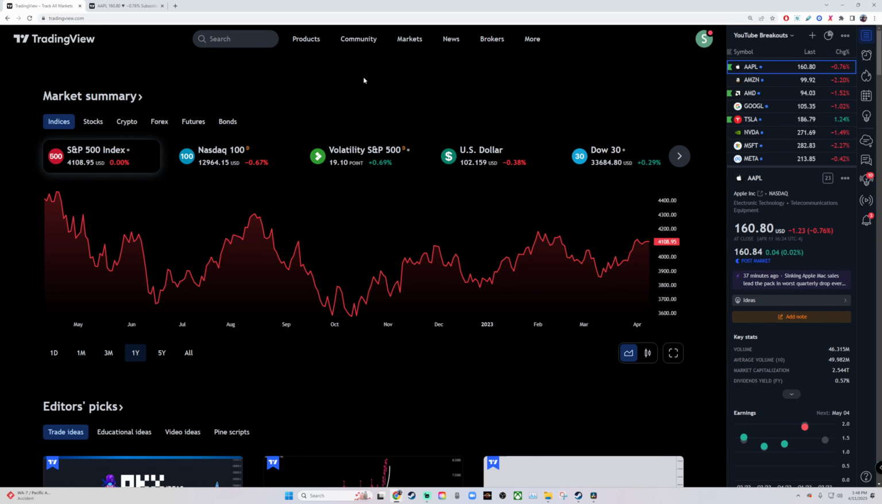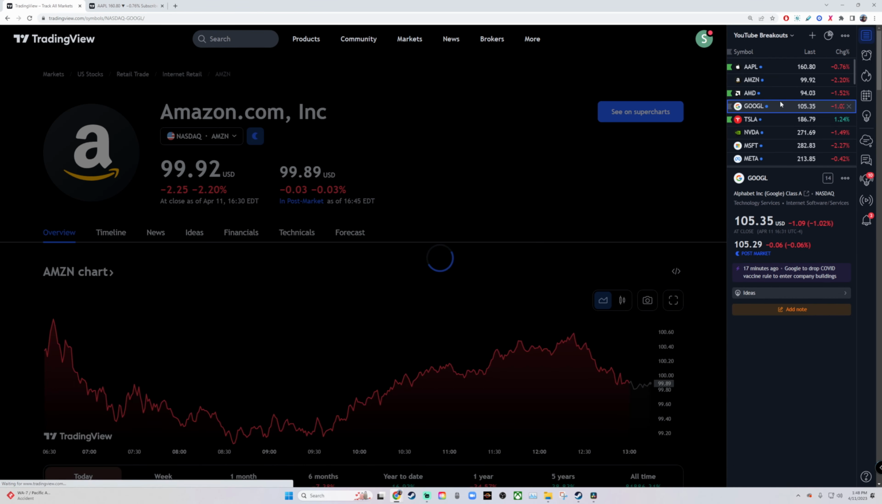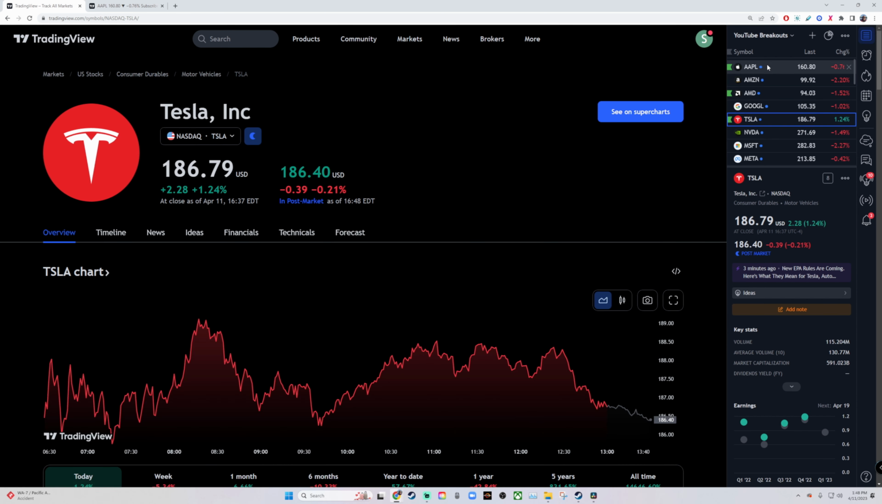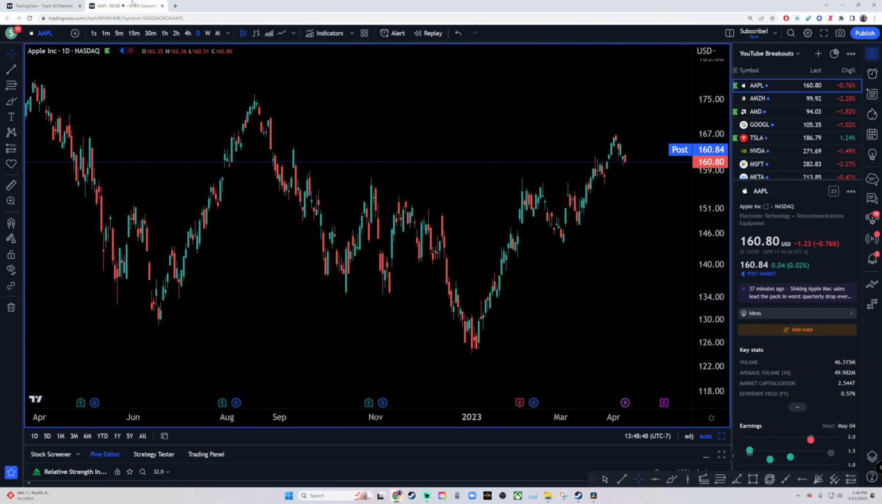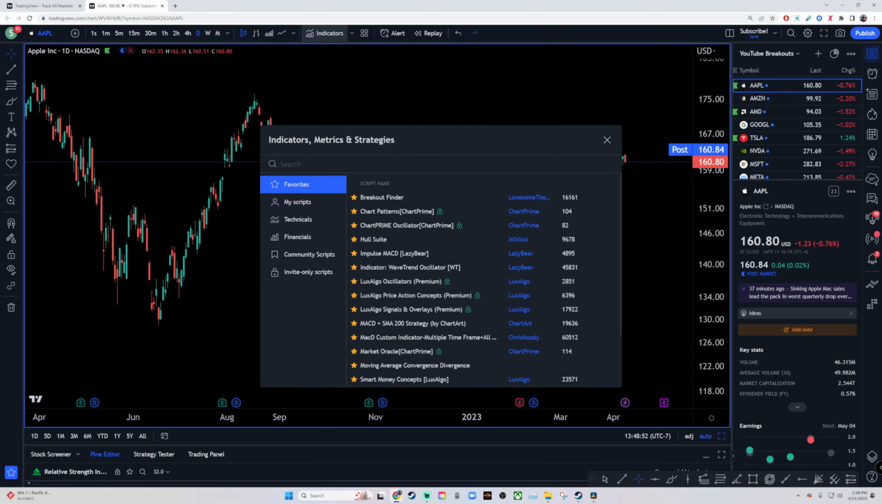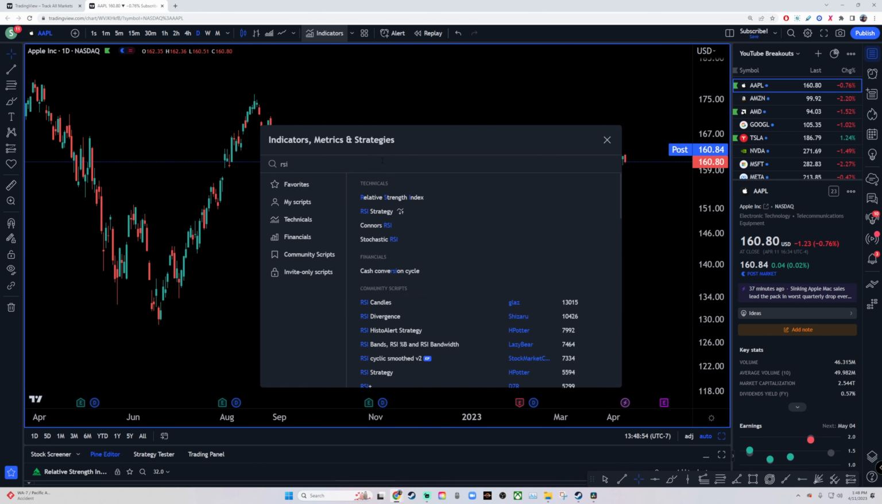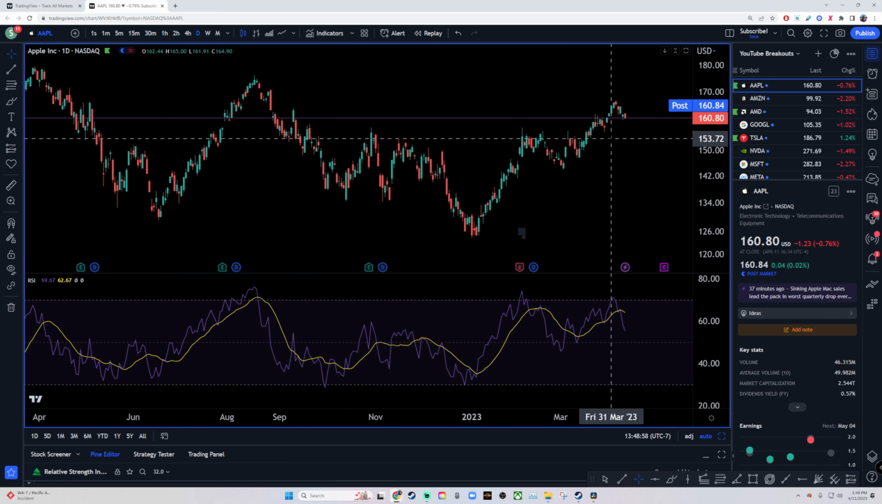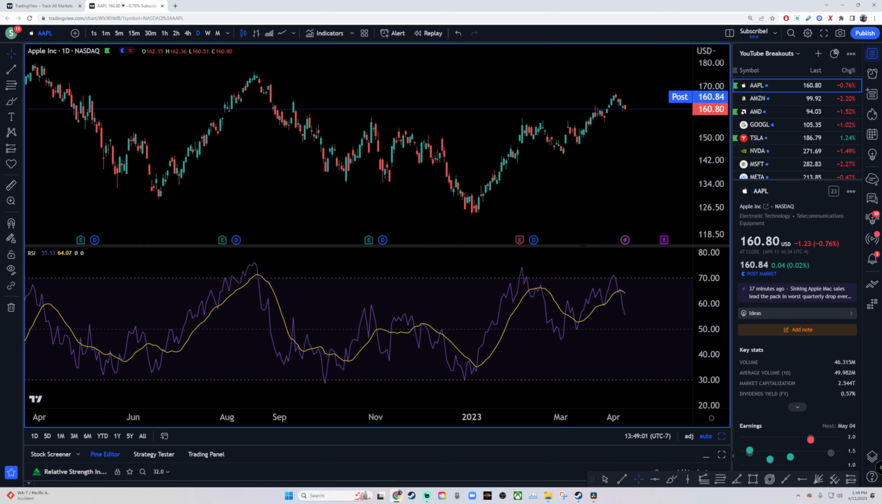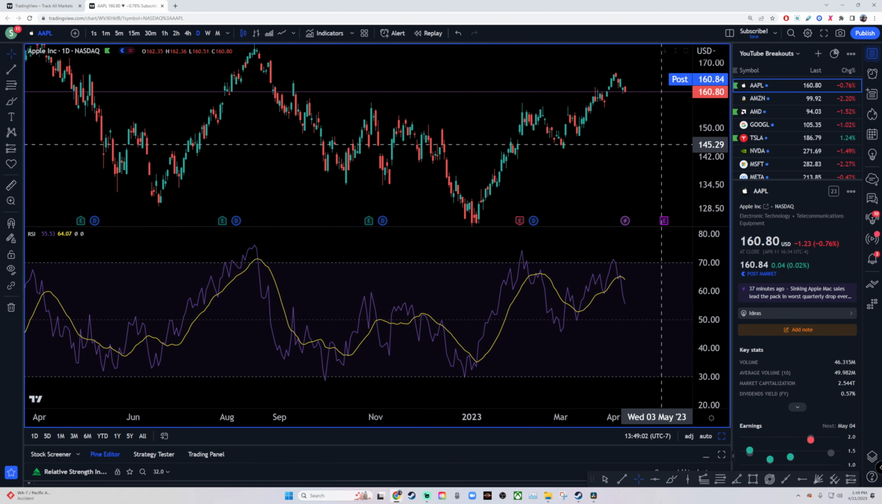To start everything off, you guys are going to want to log into a TradingView account and open the chart of an asset you want to analyze. This can be a cryptocurrency, a stock, or a Forex pair. Today I'm just going to be using Apple. Next, you're going to click on the indicators button at the top of the screen, and in the search bar, you're going to type in Relative Strength Index or RSI and select the indicator from the list. Next, the RSI indicator will now appear in a separate window below the price chart.